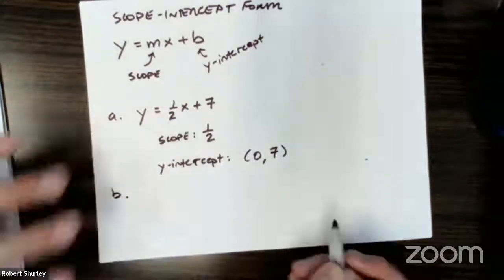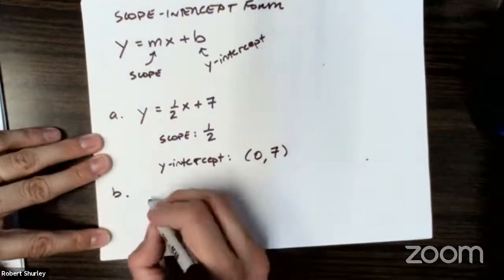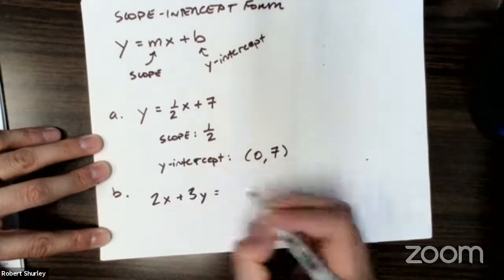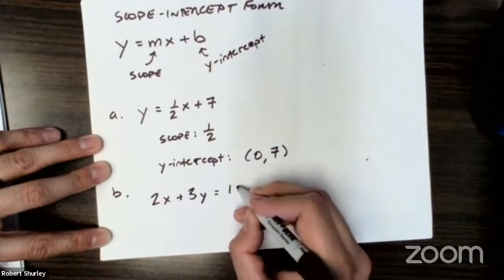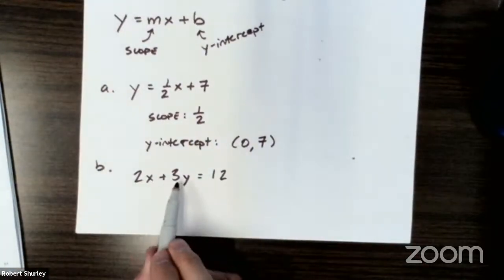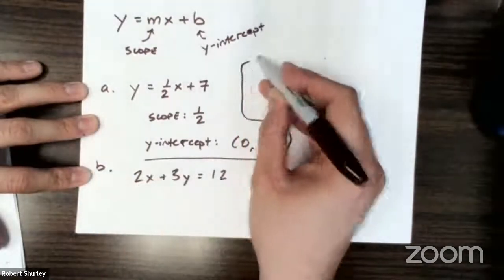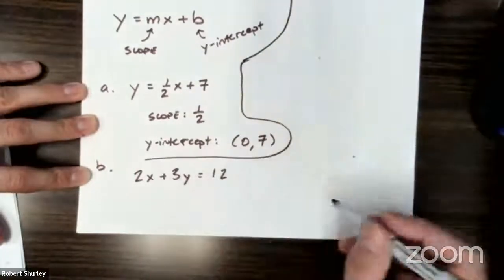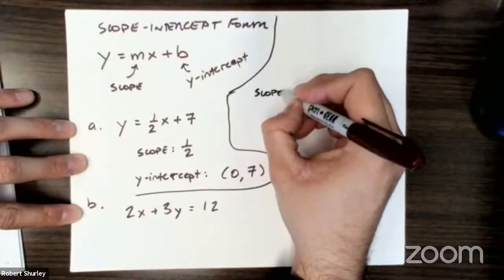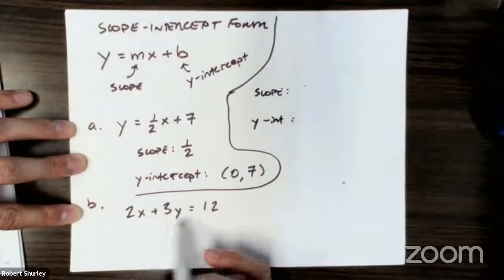Now, let's look at another one that's in a different form. Let's say it's in that form that we looked at yesterday. Let's say we've got 2x plus, say, 3y equals 12. Okay, 2x, I'm running out of room here. 2x plus 3y equals 12. And I'm going to ask you the same thing. Actually, you know what? I'm going to bring it up over here so I've got a little more room. I want you to find the slope and the y-intercept for this one.